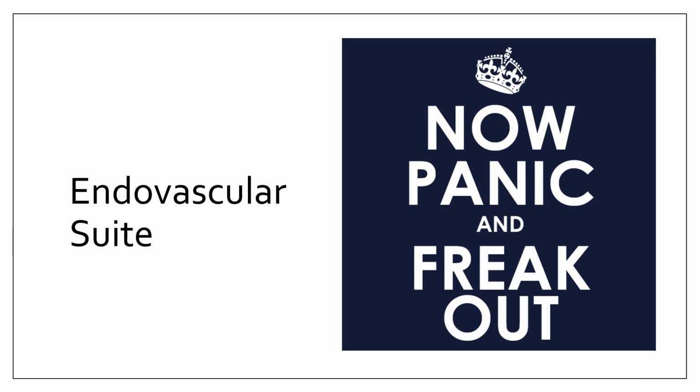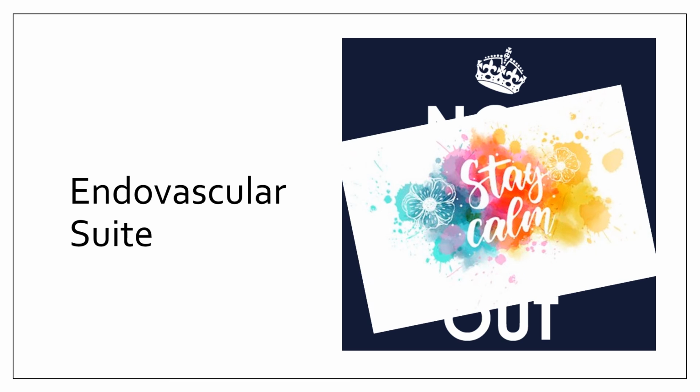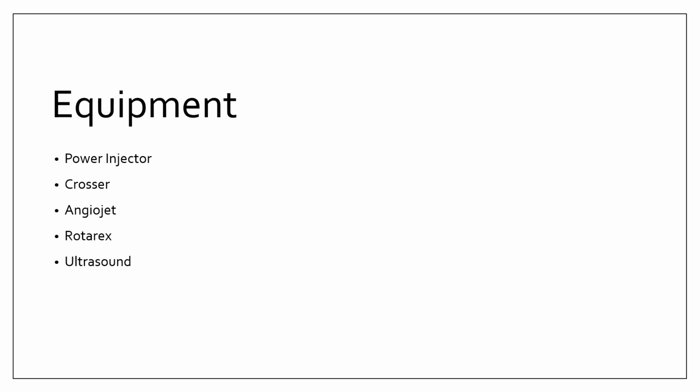So we do have an endovascular suite. I know that we kind of briefly saw it on the tour. Everybody freaks out, but I promise, stay calm. The endovascular suite has a lot of equipment in it, but it's not so scary once you are comfortable with it. So some equipment that we have in here that's kind of important: we have a power injector, crosser, angiojet, Rotarex, and ultrasound. These are the 5 main things that kind of are specific to the vascular room.